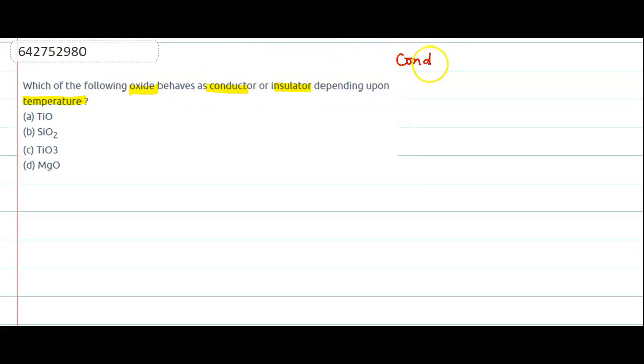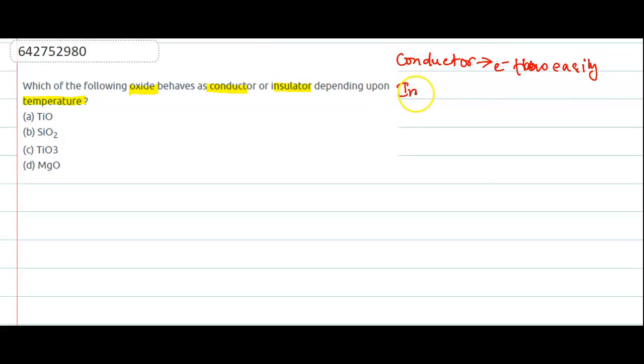Conductors are those substances which allow easy flow of electrons. So basically here electrons are free to move around. Electrons flow easily. That's why they conduct electricity easily. Since electrons are the ones which conduct electricity, no restriction on their flow makes them a good conductor.